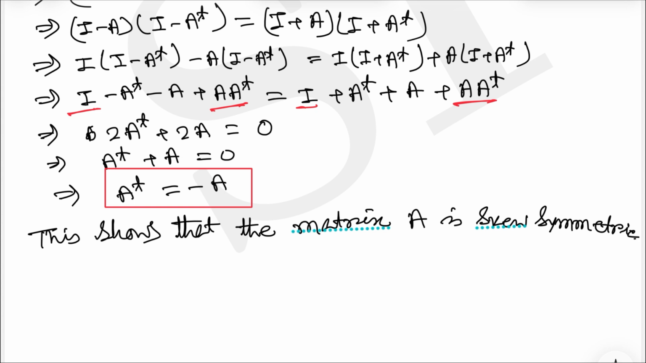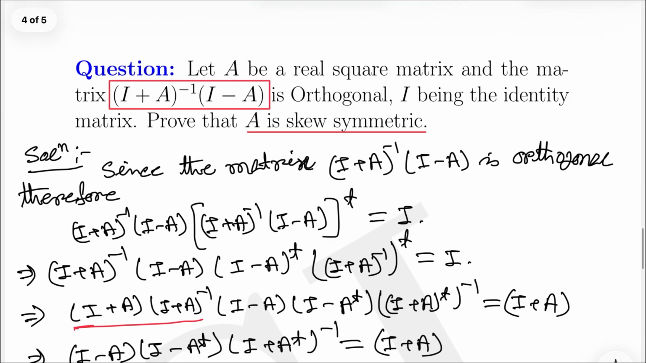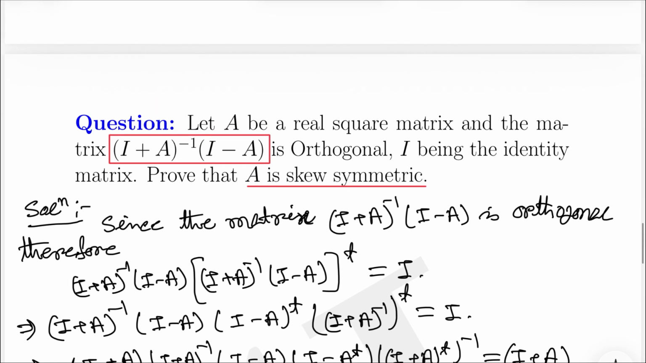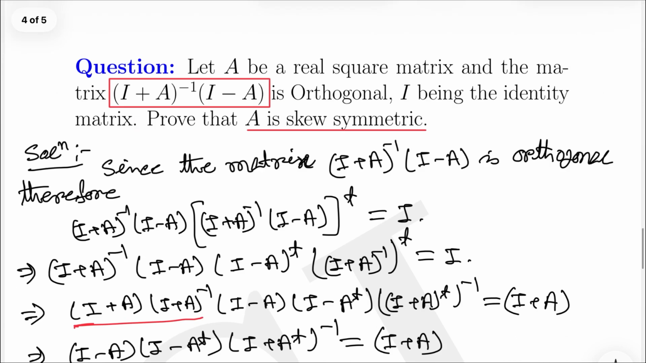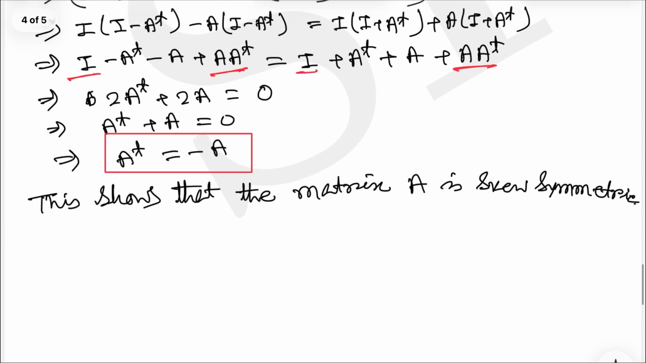Okay, and this is the complete proof. Given that (I plus A) inverse into (I minus A) is orthogonal, we had to prove that A is skew symmetric, and finally we proved this.